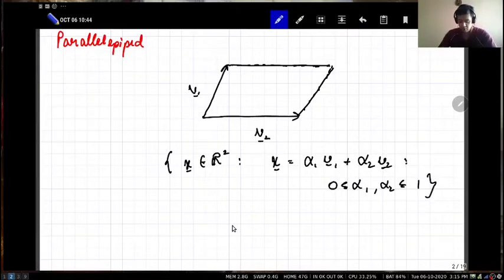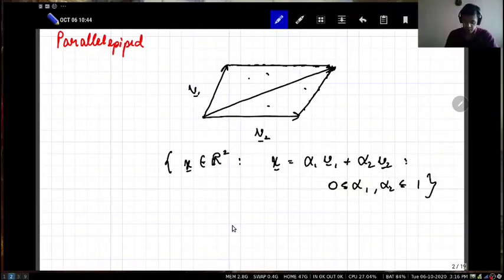Right? So clearly if you take v1 and v2, if you take alpha 1 equal to alpha 2 equal to 1, then basically you get this diagonal vector which corresponds to this point over here. If you take say alpha 1 v1 plus alpha 2 v2 for alpha 1 and alpha 2 being between 0 and 1, then you get in general a point in the interior of this parallelogram. Right? So this is how you define a parallelepiped in 2 dimensions, which is a parallelogram.